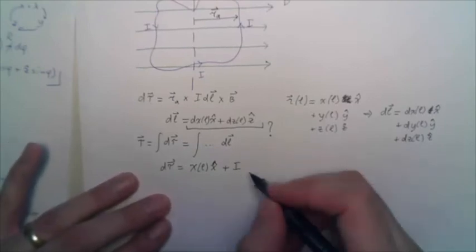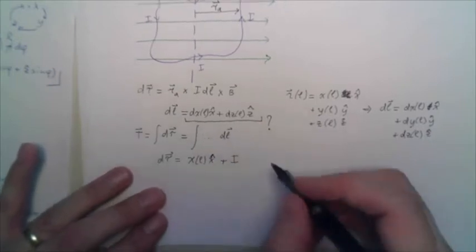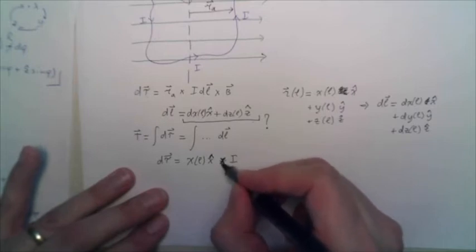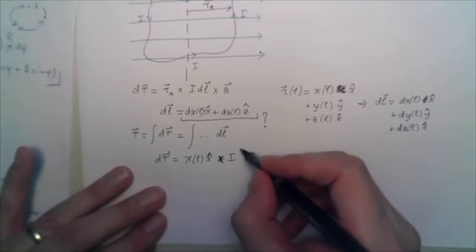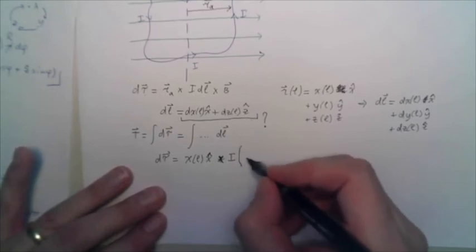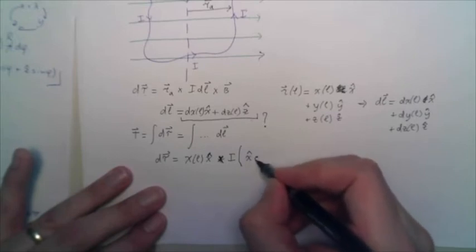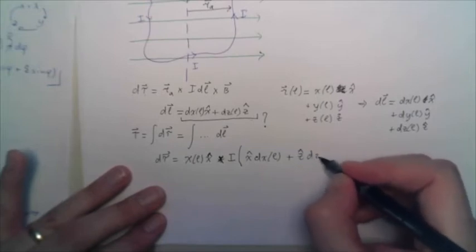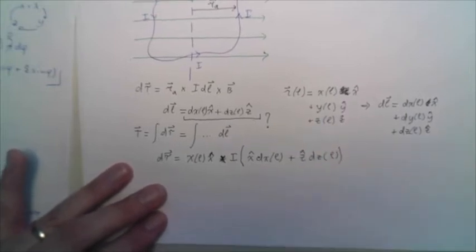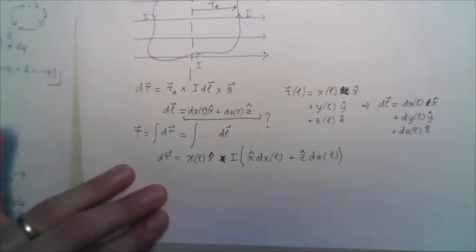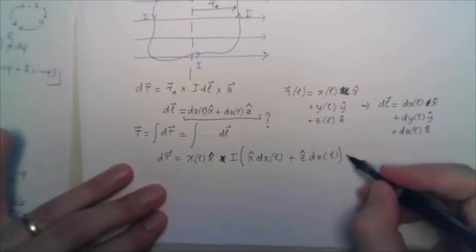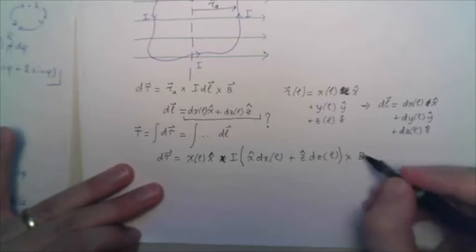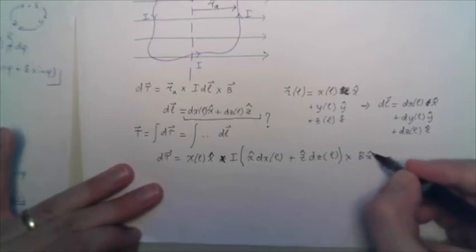Times I, dl vector. Now we have a dl vector, that's this thing, so not a plus. dl vector, so that's x hat dx of L plus z hat dz of L. Okay, so that's this middle part, and then we cross that with B. And B, in this case, was also in the x direction. So that's B x hat.